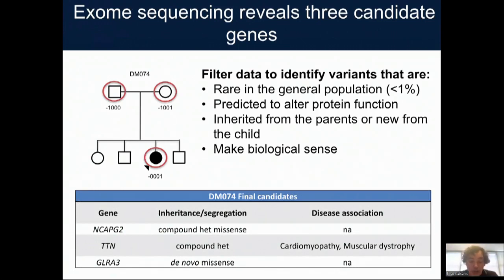A compound heterozygous missense variant in a gene called NCAP that has not been associated with disease before. By now, obligatory titin. People in this game know that titin is perhaps the largest locus in the genome, so most humans have a heterozygous mutation. And we also found a de novo missense variant in GLRA3, also not associated with disease.